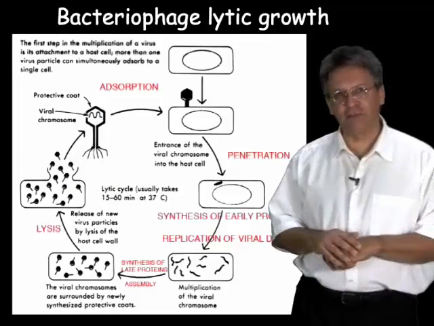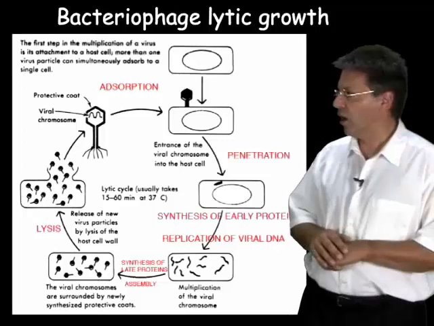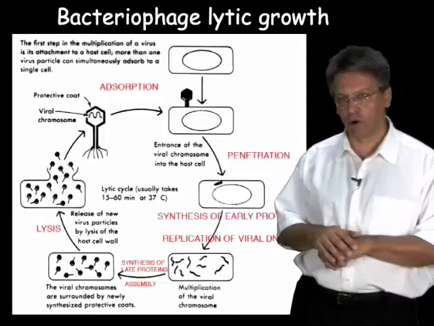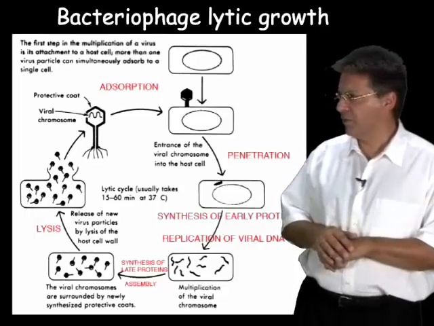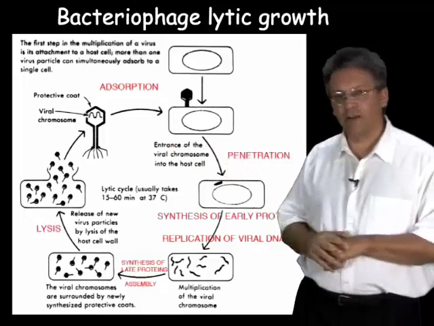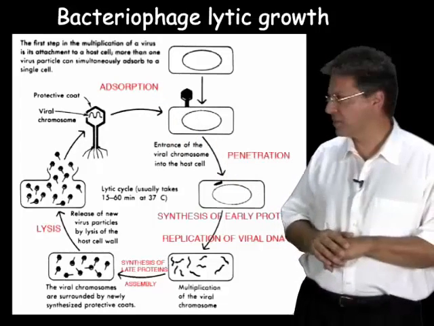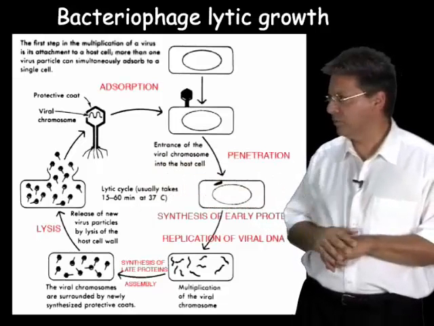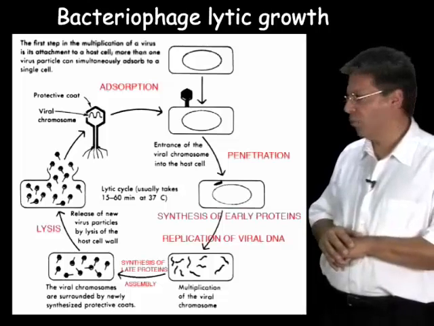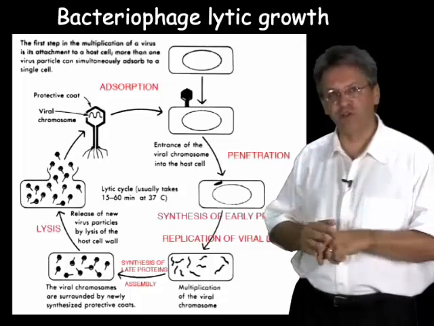So we can think about the various steps that are involved in the propagation of a bacteriophage during this process known as lytic growth. The phage starts by adsorbing to the outside of the cell. The DNA is injected inside the cell in this process of penetration. There is a set of early proteins which are encoded by the phage, but which uses the host machinery to express them.